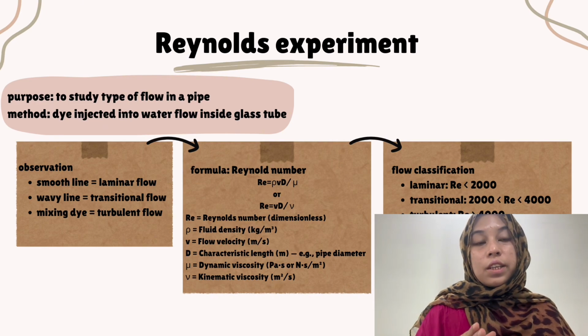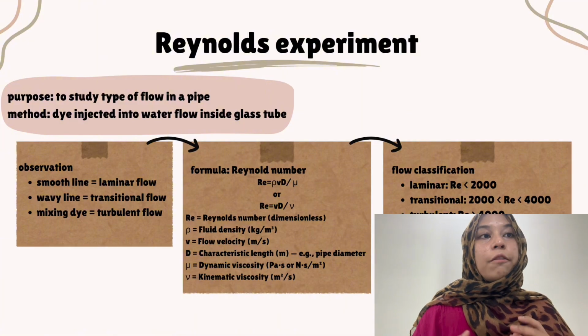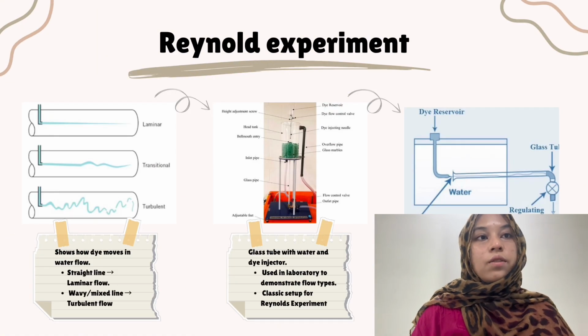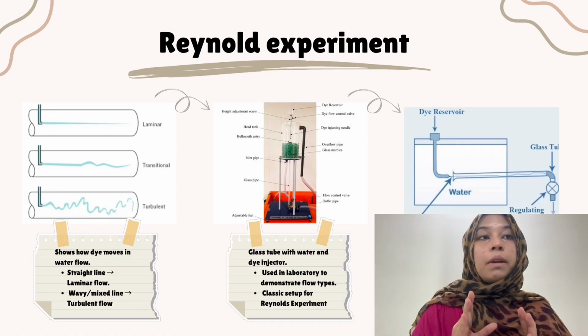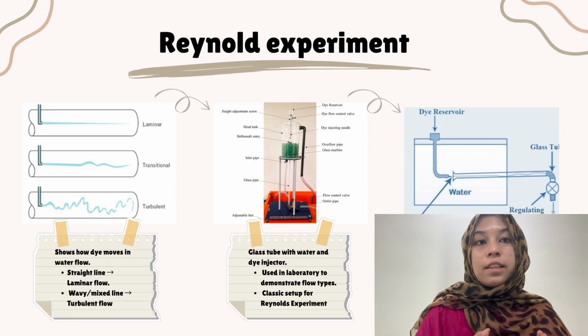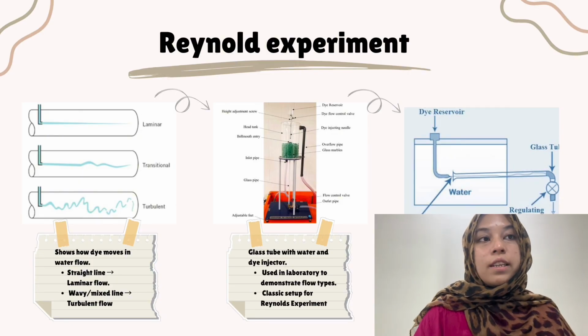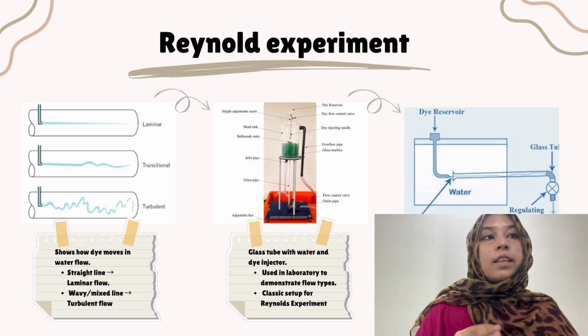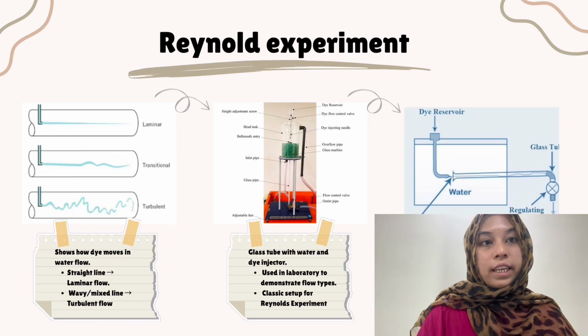We can calculate this using the Reynolds number formula. If the Reynolds number is less than 2000, the flow is laminar. Between 2000 and 4000, it is transitional. And more than 4000 means it's turbulent. This experiment is still very useful today in fluid mechanics.